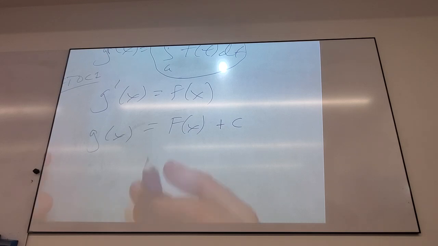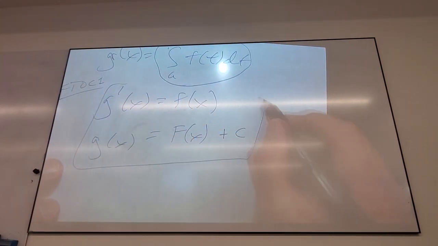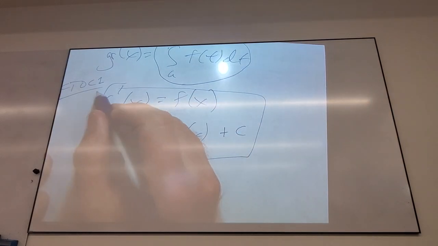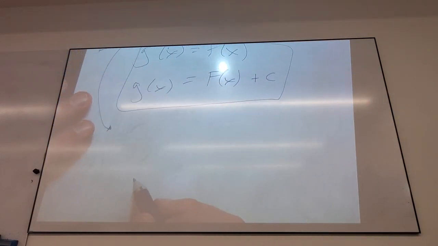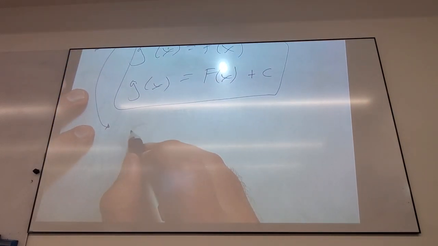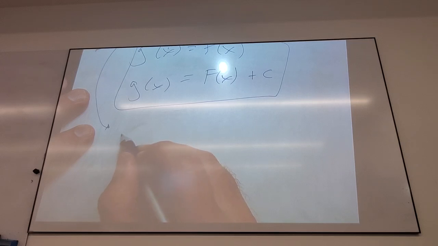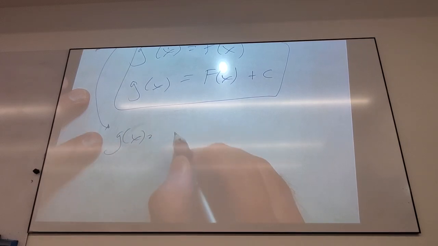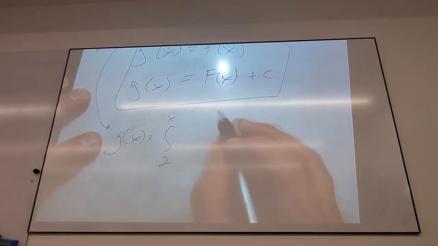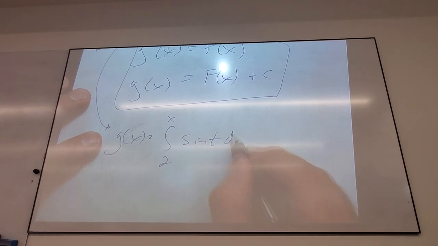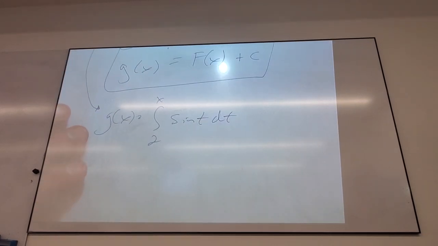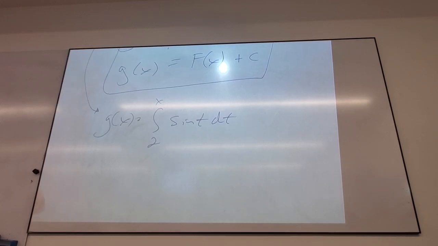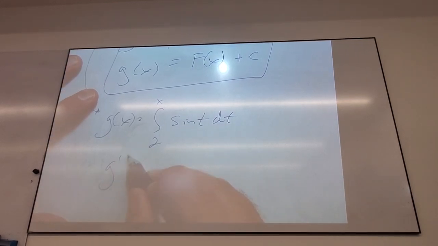Okay, so I'm gonna come back to this in a minute. Just want to put that down there for right now. Let's think about this FTOC1 business. So let me give you a more specific example. Let's say that I have g of x is the integral from 2 to x of sine of t dt. Understandably, students do this wrong, and I don't blame you. But I want to know what g prime of x is.